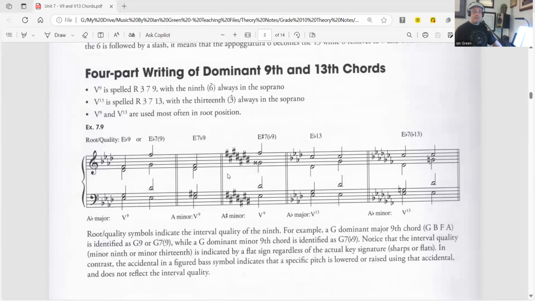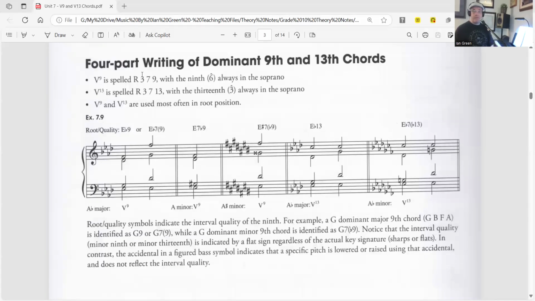Now, something that's interesting that we discovered in the first part of this tutorial was that the dominant ninth chord, also known as V9 or dominant 9, is traditionally spelled root, third, seventh, ninth, with the ninth always in the soprano. That helps to create a special prominence of that special note.